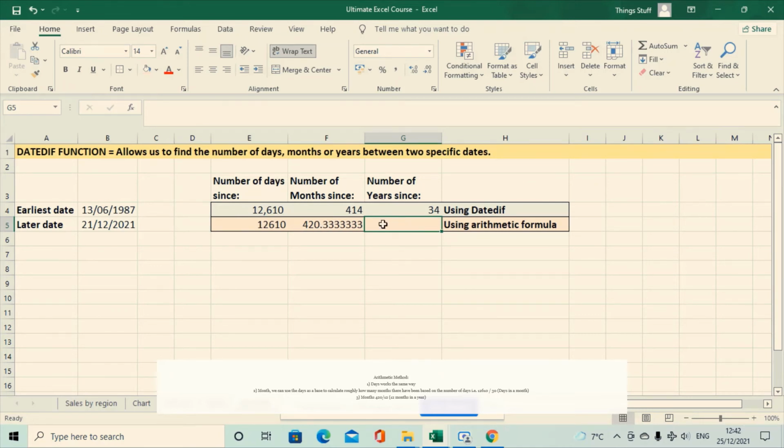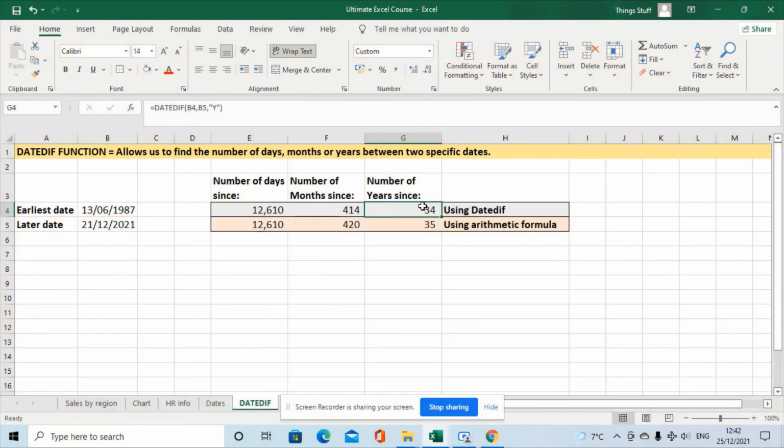So this is rounded. And then we can take the value for the months and divide that by 12 months in a year. So the values are slightly different. With the DATEDIF function, it tells us that there are 34 full years from 1987 to this date.